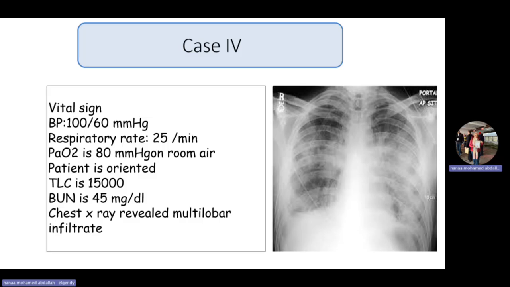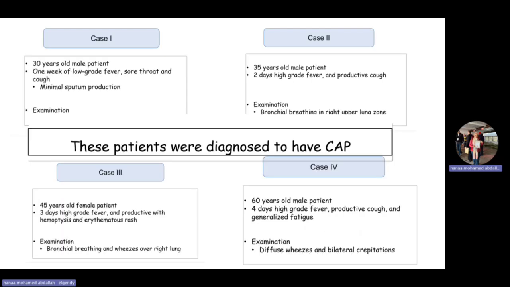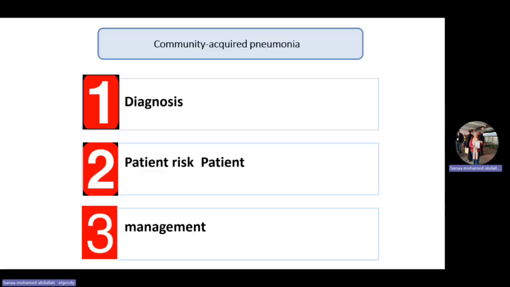and chest X-ray revealed multilobar infiltrate. So we have 4 cases with 4 different scenarios, but all are considered community-acquired pneumonia. So what are the key points for managing these 4 patients? There is a big difference in the management of these patients, as we will discuss today. In community-acquired pneumonia, we should know the diagnosis, whether the patient has risk factors or not, and the patient management.